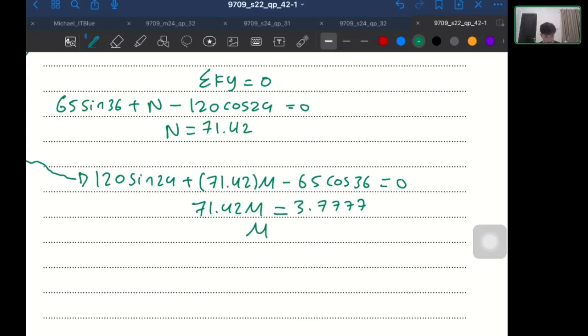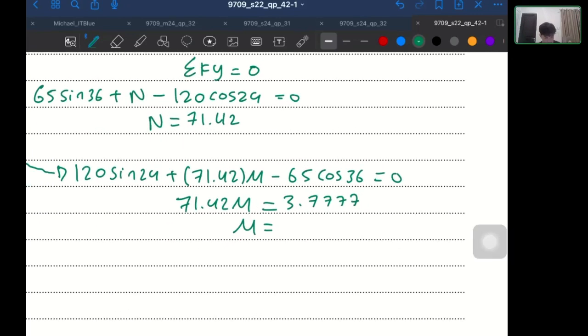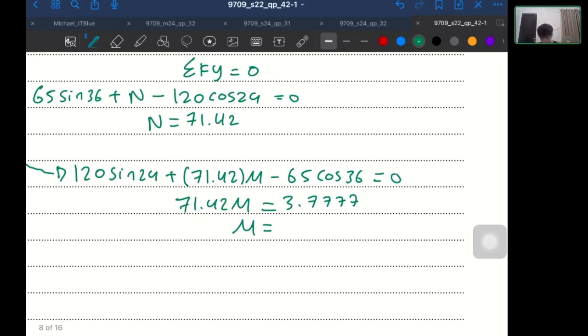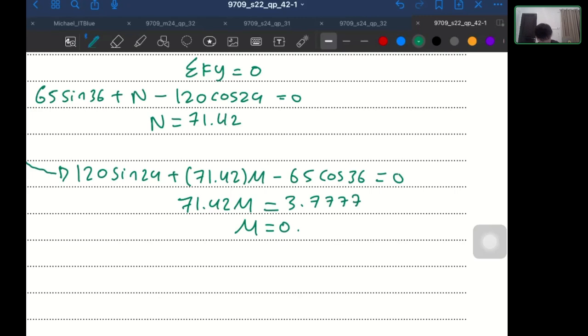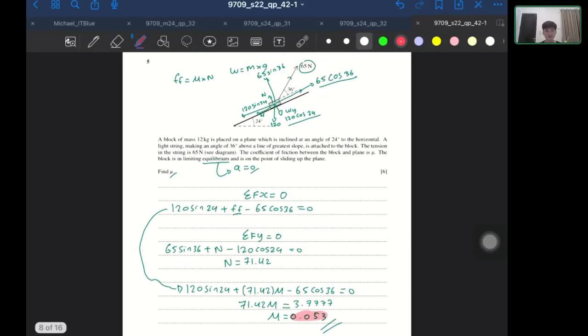Let's find the value of mu. So the value of mu would be 3.7777 divided by 71.42, which gives the value of 0.053. And this is the answer for number 5. I think that's it for number 5. Thank you guys.